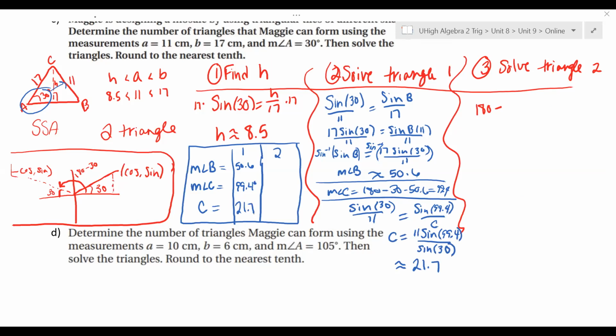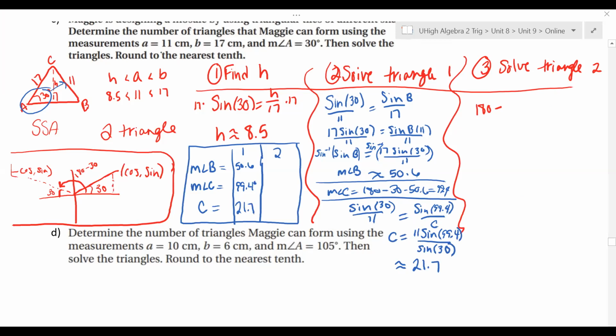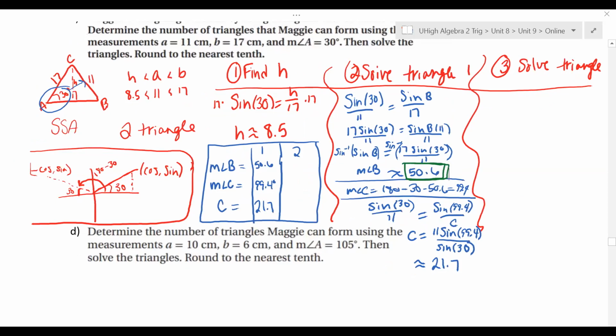So first triangle we have solved completely. Now here's where we're going to take a look at what we were talking about before. In this triangle, the first angle that I solved for was B, and I found that that was 50.6. So what I need to do to find parts of my second triangle is look at the angle supplementary to it, because that angle should have the same sine value.